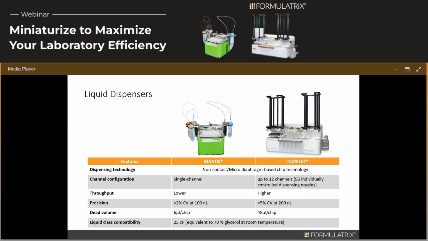Tempest, being a multi-channel robot, has slightly higher CV and volume increment than the Mantis. The low dead volumes, that is 6 microliter in Mantis and 48 microliter in Tempest, can also reduce the cost by conserving precious reagents. Another key feature of these instruments is that they can handle highly viscous liquids up to 25 cP, which is equivalent to the viscosity of 70% glycerol at room temperature.